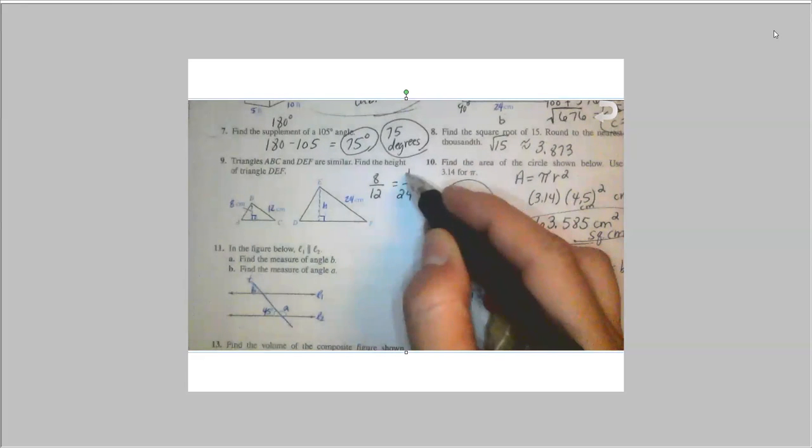Obviously, you could cross multiply like we've learned. This one will be a little easier to do mentally because I know that 12 times 2 is 24. 8 times 2 would be 16. That would have the same label, 16 centimeters. Remember, if we were cross multiplying, it would be 8 times 24, and then divide that by 12, and I would still get that same answer.